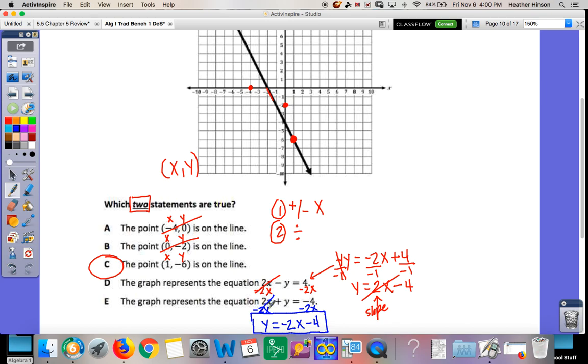So is this one correct? Is your slope negative 2? Well, the line is going down, so it is negative. Then you can pick 2 points, and it goes down 2 over 1, so negative 2 over 1, which is negative 2. Is your y-intercept negative 4? Right here, that one's negative 4. So that is correct. So C and E.